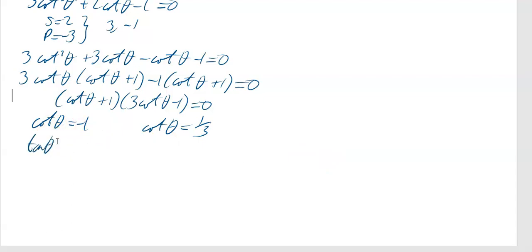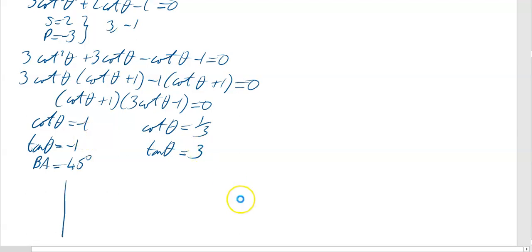How you get from cot to tan is you turn it upside down, or find the reciprocal. So you do the same to the minus 1. The reciprocal of minus 1 is still minus 1. Likewise over here, the reciprocal of a third gives you 3. So we're on to basic angles and just solving. The basic angle for this one is 45 degrees.